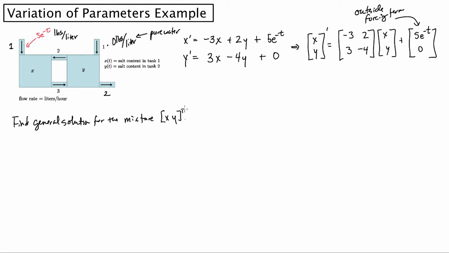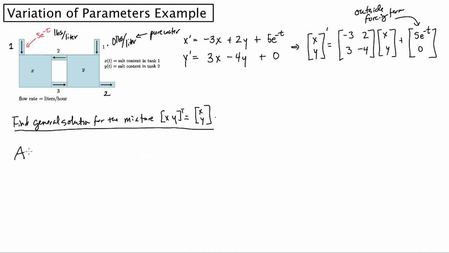This T stands for transpose, which just means take the columns and turn them into rows, or vice versa. So this is the same thing as me saying the component x, y. Those mean the same thing. I want to find the state of salt content as a function of t for both x and y separately, even though we're solving it simultaneously. Well, the way to do that is to construct a fundamental matrix.